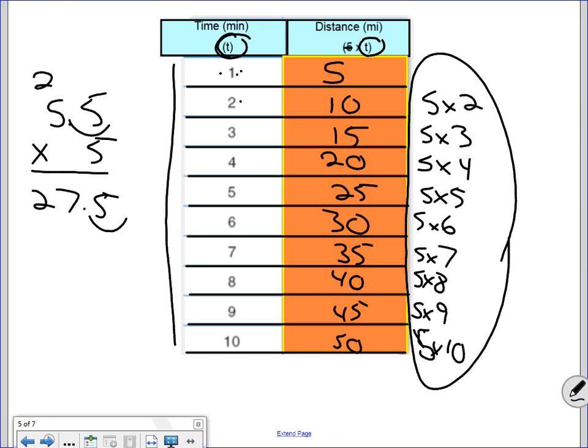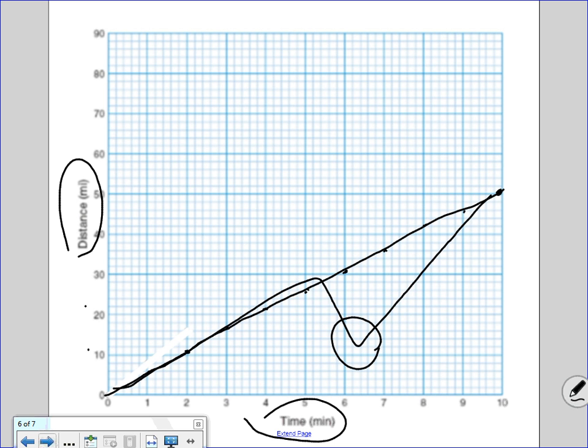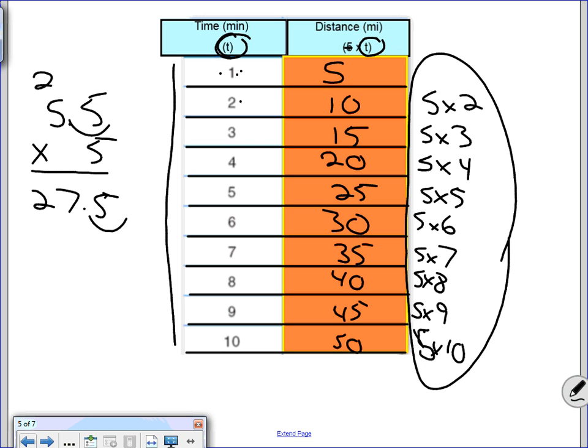Let's see where that would fall on the graph here. Let me get rid of this plane crash here. So at 5.5, it would be right at 27, which would be right here in this area. It will always land on the line. We'll do one more example because I have time to do that.